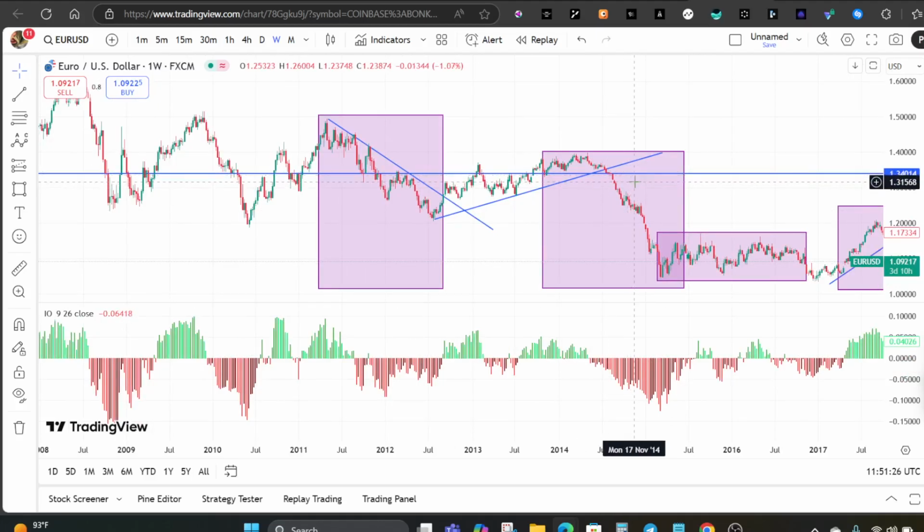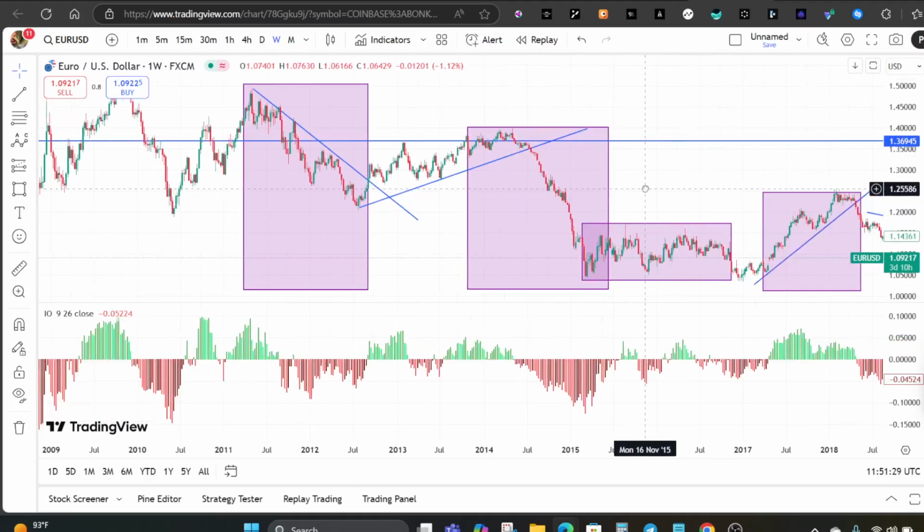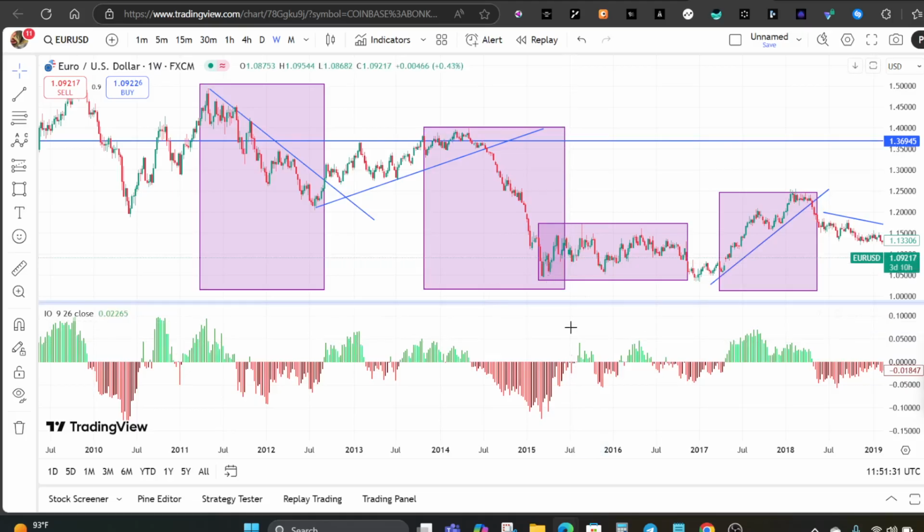On the other hand, if the oscillator crosses below the zero line, like what we can see happen here, it may signal a bearish trend is beginning, especially when you have a break of structure, like what we can see happen here. There was a break of structure, and of course, it coincided with this flip from positive territory to negative territory. So that was a great time to enter a sell trade.